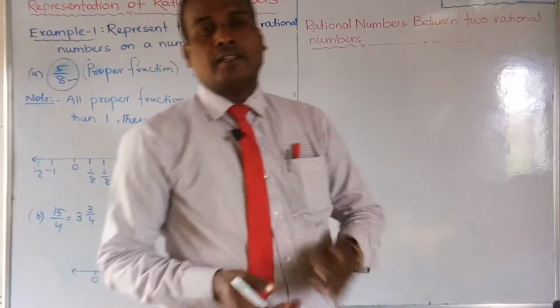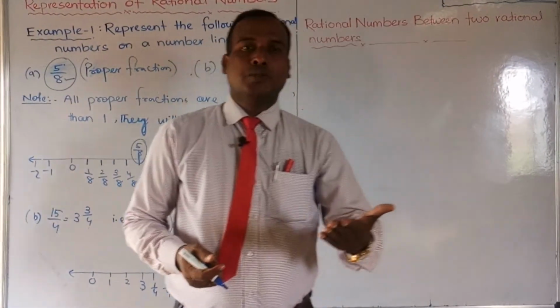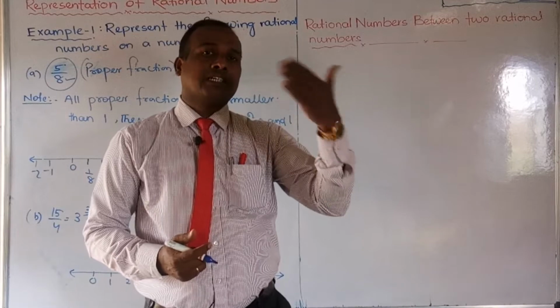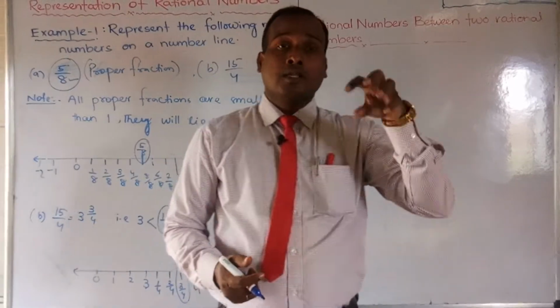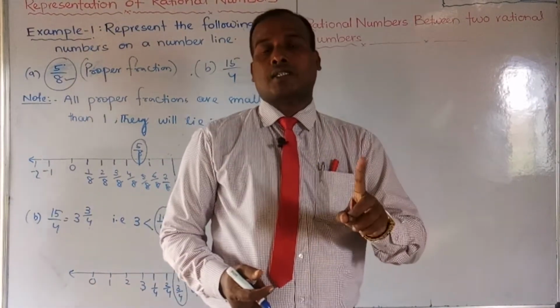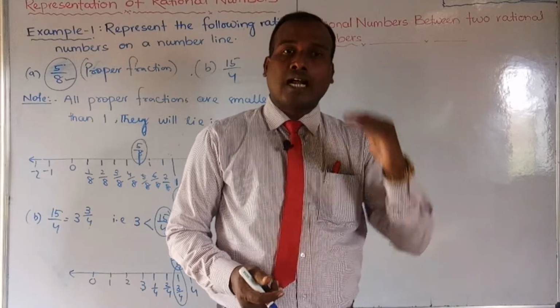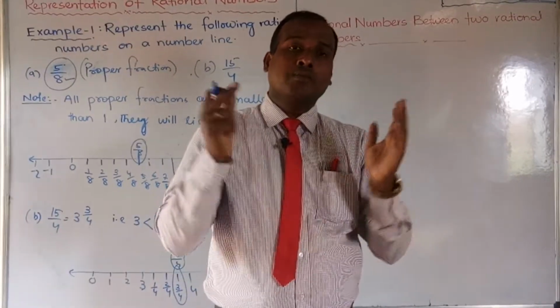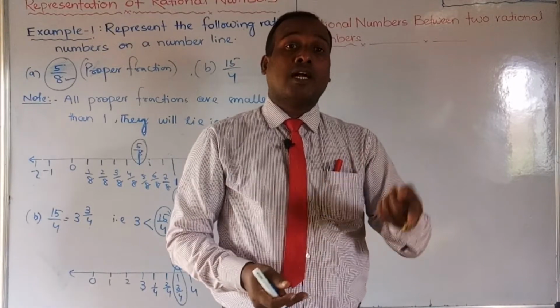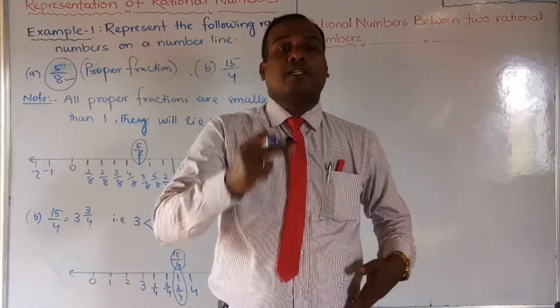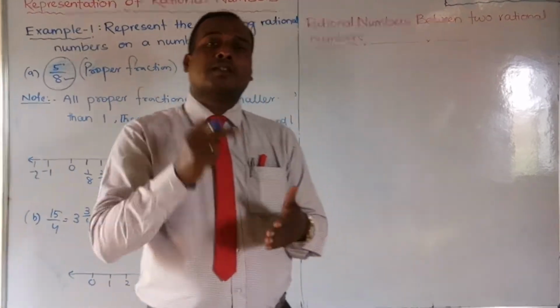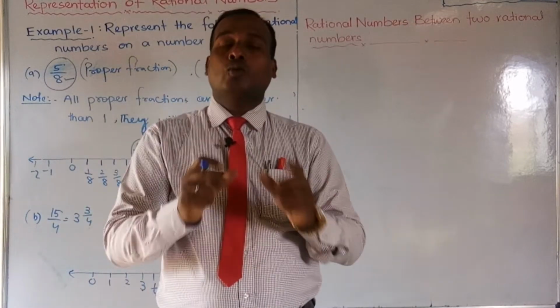That means when an improper fraction is given to you, first make it a mixed fraction. Then find the whole number in the mixed fraction, and the number will lie between that whole number and the next whole number. And whatever the denominator is, that many parts you have to make between those two whole numbers.